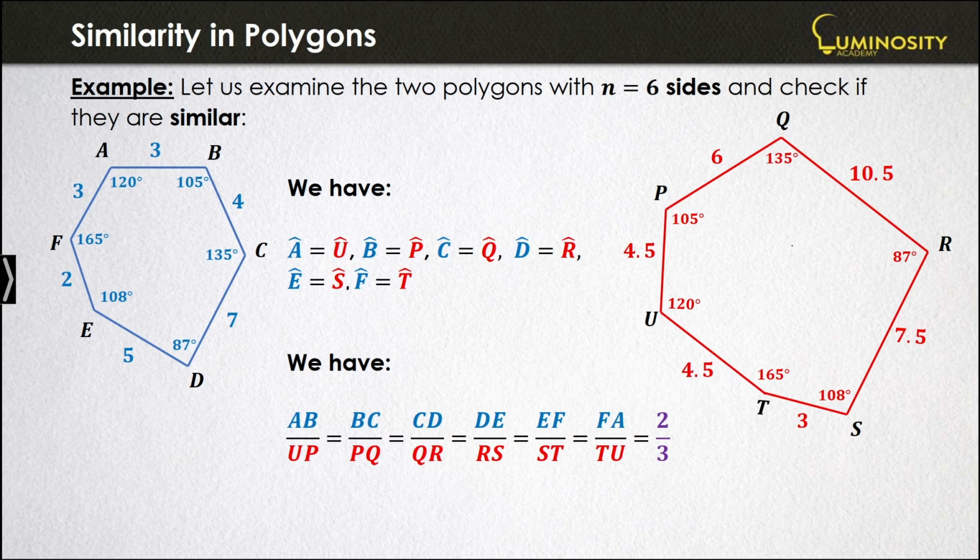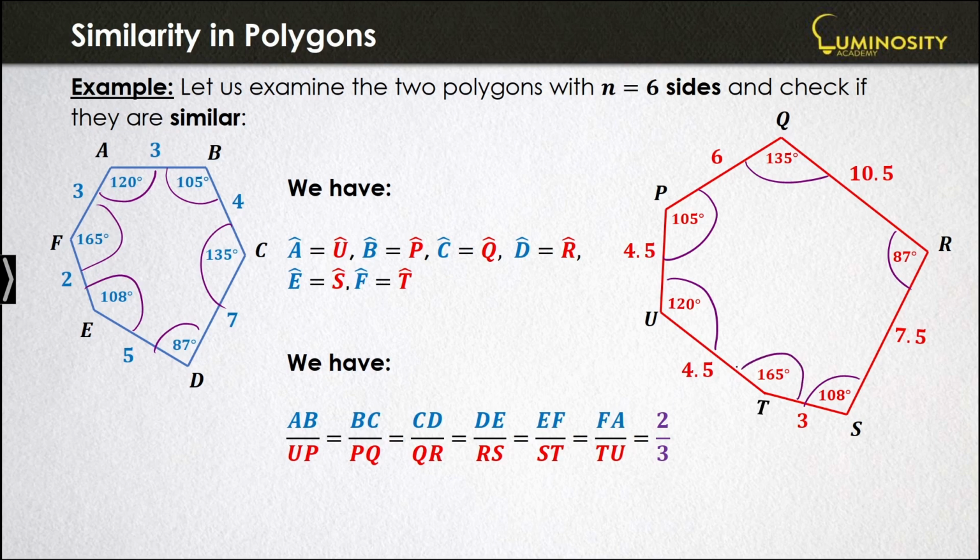So what we can do is look for some sort of direct correspondence. I see angle A is 120 degrees and I see angle U is 120 degrees. Then if I read clockwise on this blue hexagonal polygon, the next angle is 105 and the next angle is 105. 135, 135, 87, 87, 108, 108, 165, and 165 degrees. So that means they are equiangular, every angle in the one polygon is equal to the corresponding angle in the other polygon.